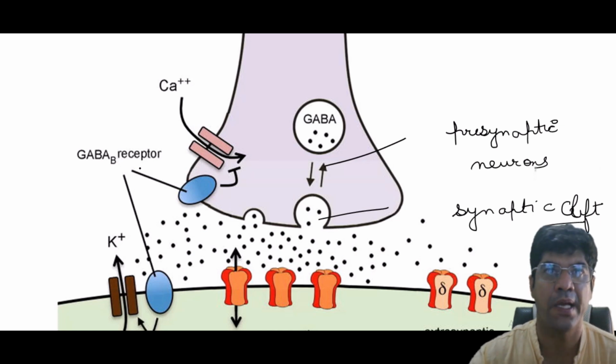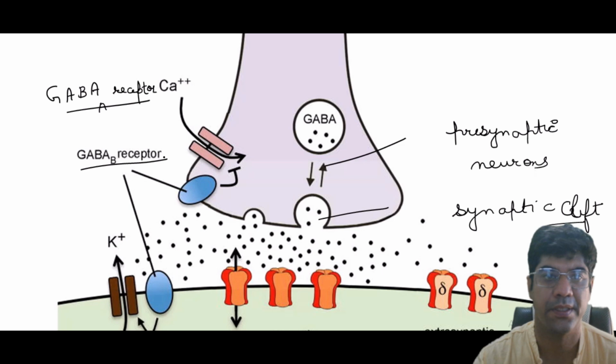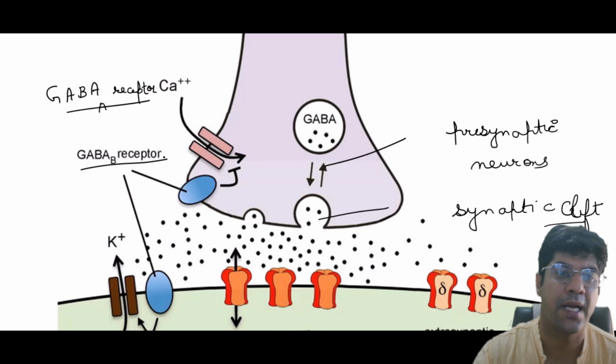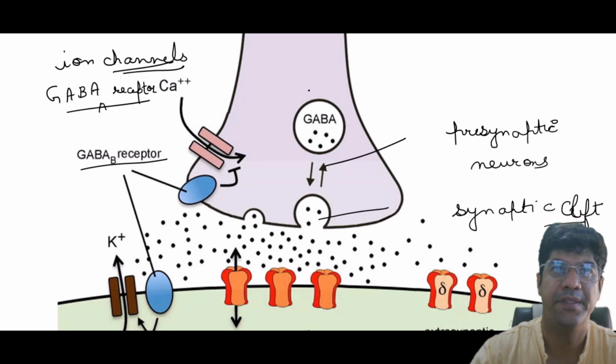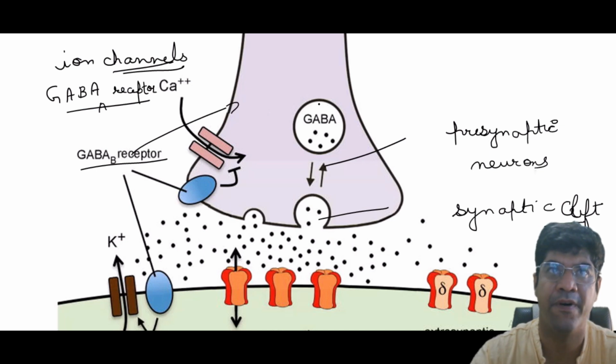And remember, there are two types of GABA receptors. One is GABA A receptors and the other is GABA B receptors. Now GABA binds to GABA receptors on the postsynaptic neurons. The GABA A receptors are the ionotropic receptors, meaning they are directly linked to the ion channels. The GABA B receptors, remember, are the metabotropic receptors, meaning they work through a secondary messenger.